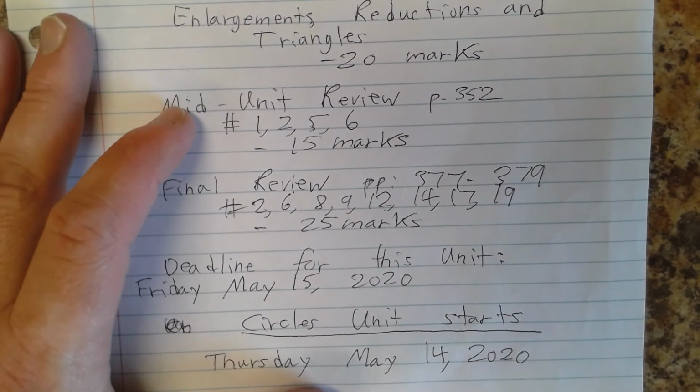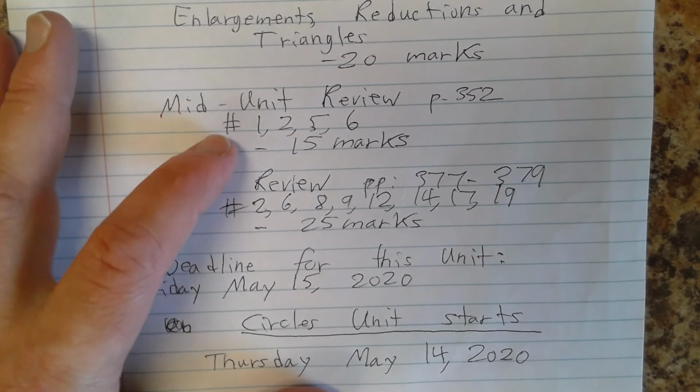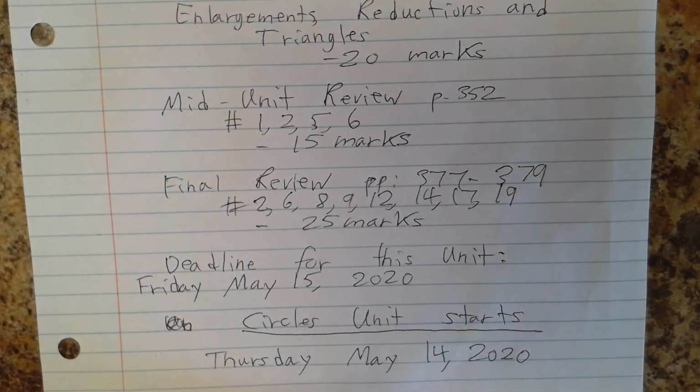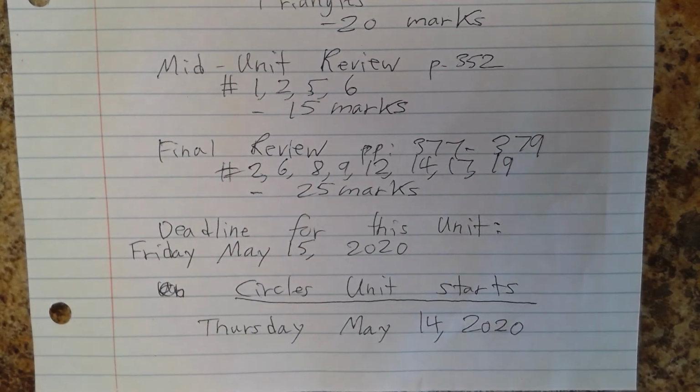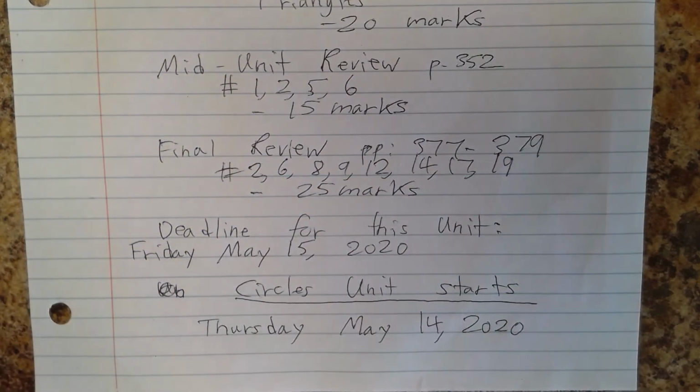The mid-unit review, page 352, number 1, 2, 5, and 6, 15 marks. And then the final review that we just reviewed, 377 to 379, and there's just all the questions in one long row, which you should have already written down by now.